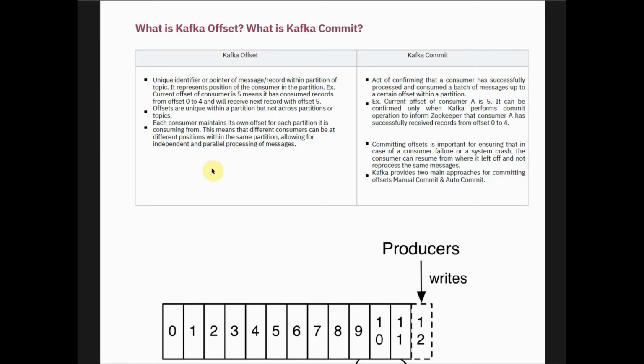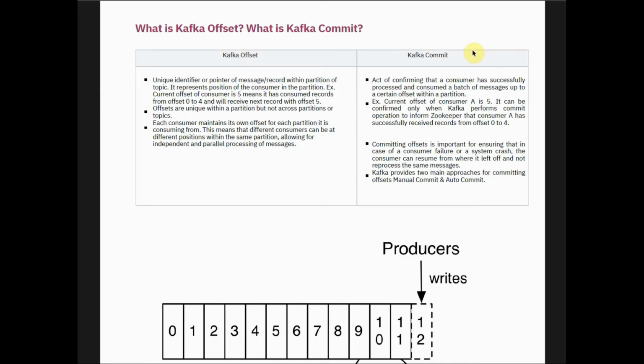Each consumer maintains its own offset for each partition it is consuming from. This means that different consumers can be at different positions within the same partition or topic, allowing for independent and parallel processing of the messages. Kafka commit is an act of confirming that a consumer has successfully processed and consumed a batch of messages up to a certain offset within a partition.